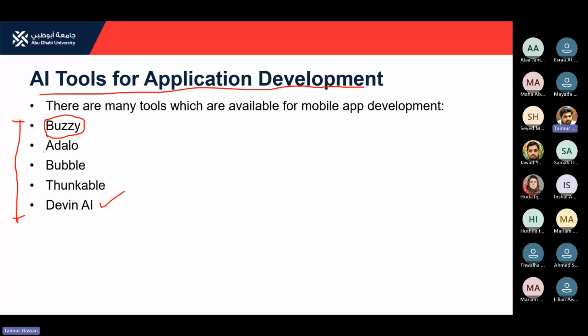It makes fewer mistakes. It's quite popular these days. People are using it. Then we have Adalo also, Bubble, Chunkable. These are different tools which are available right now in order to develop applications. The one which we are going to use is Buzzy. Why we are going to use Buzzy is because it's popular these days.